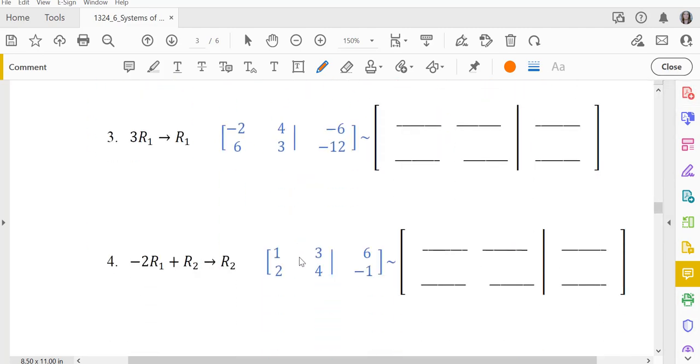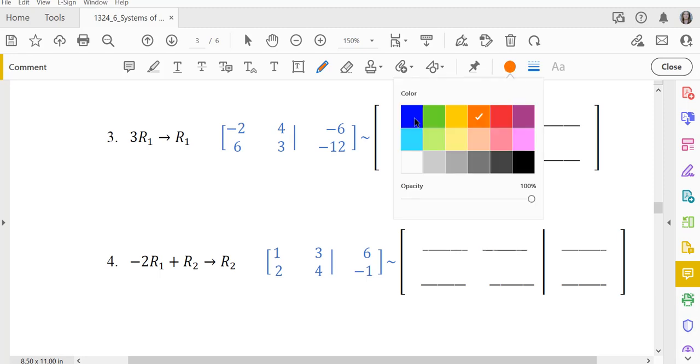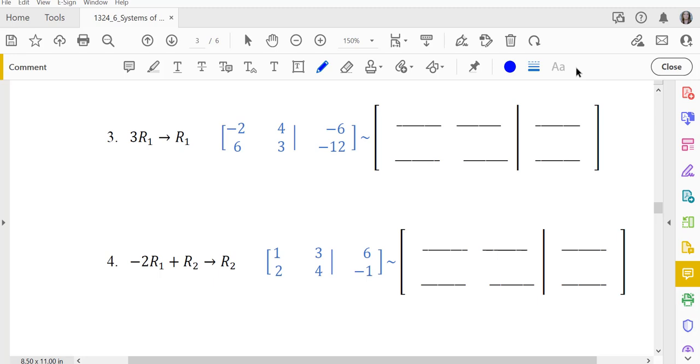Let's go look at number 3. Number 3 wants us to do 3 times row 1 and make that my new row 1. It doesn't say anything about row 2, so I'm going to keep row 2 the same. 6, 3, -12. All right.